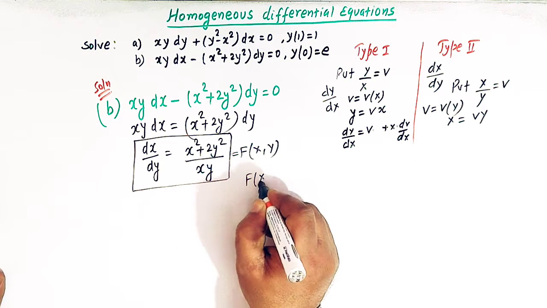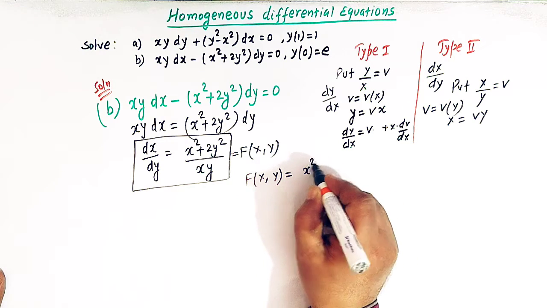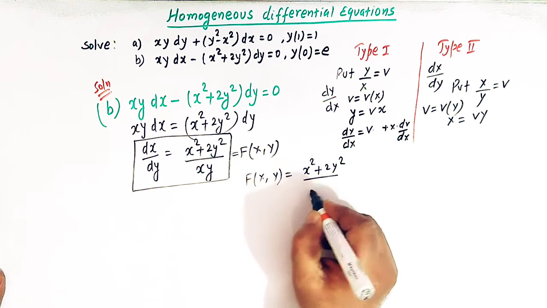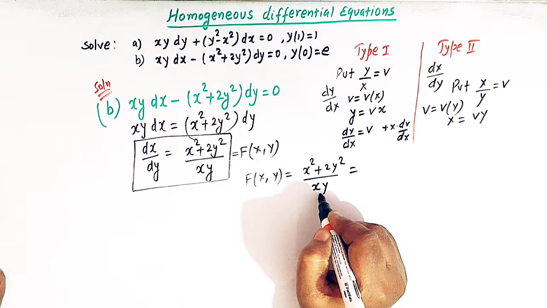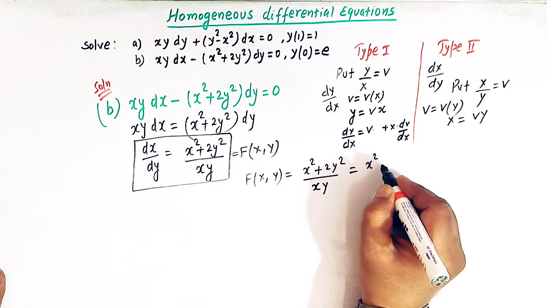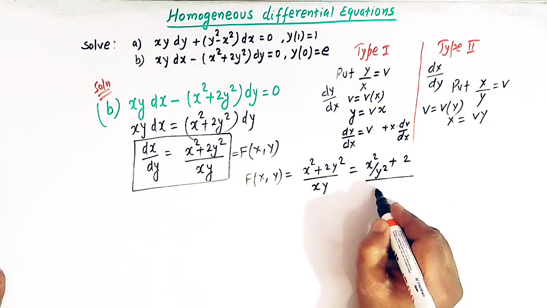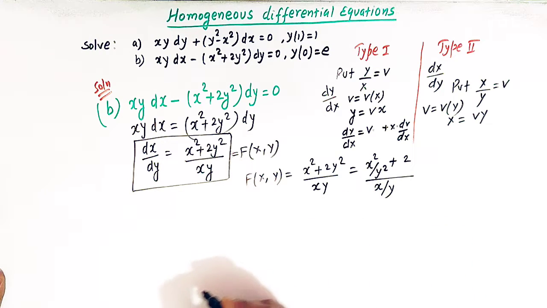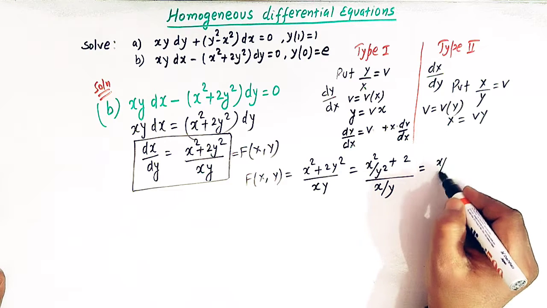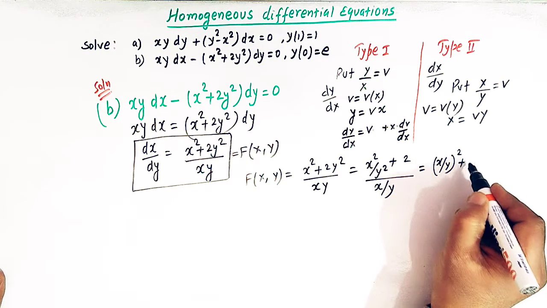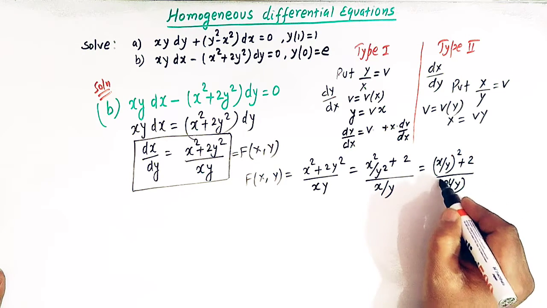So now let us come to this function f of xy. So we can now express f of xy as x square plus 2y square over xy, dividing the numerator and denominator by y square, we have x square over y square. Here y square gets cancelled, and here we have simply x over y, right? So now we can write x square over y square as x over y square, and here we have plus 2, and here we have x over y, right?